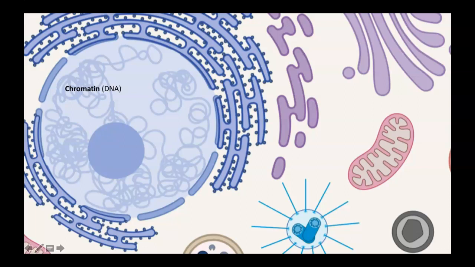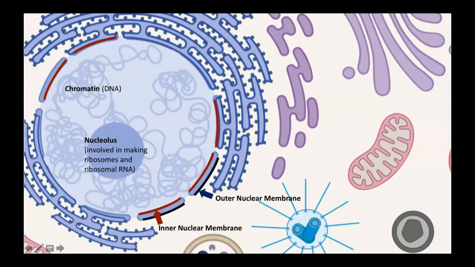The dark spot here is the nucleolus. It's involved in making ribosomes and ribosomal RNAs. Those will have to be exported then to the cytoplasm in order to do their work. Another feature of the nucleus is that it has a double membrane structure. There's an inner nuclear membrane, this is a full lipid bilayer, and an outer nuclear membrane, another full lipid bilayer.